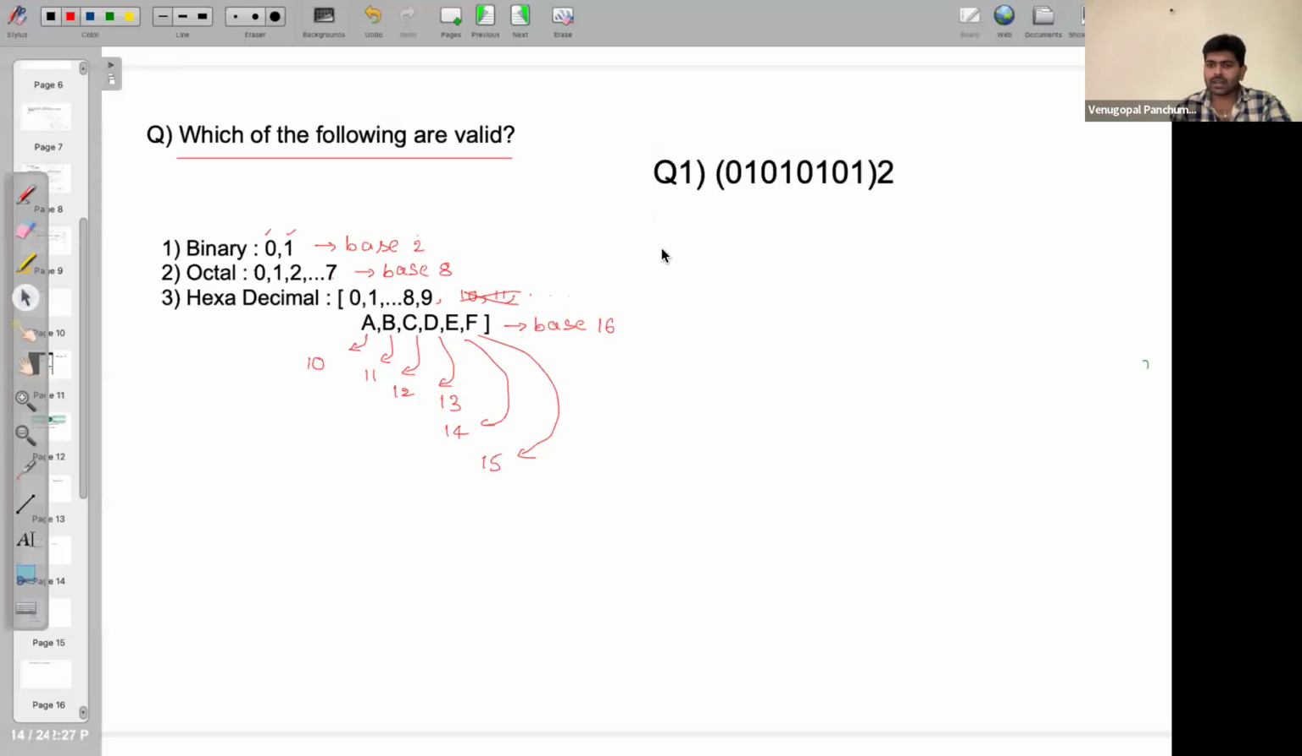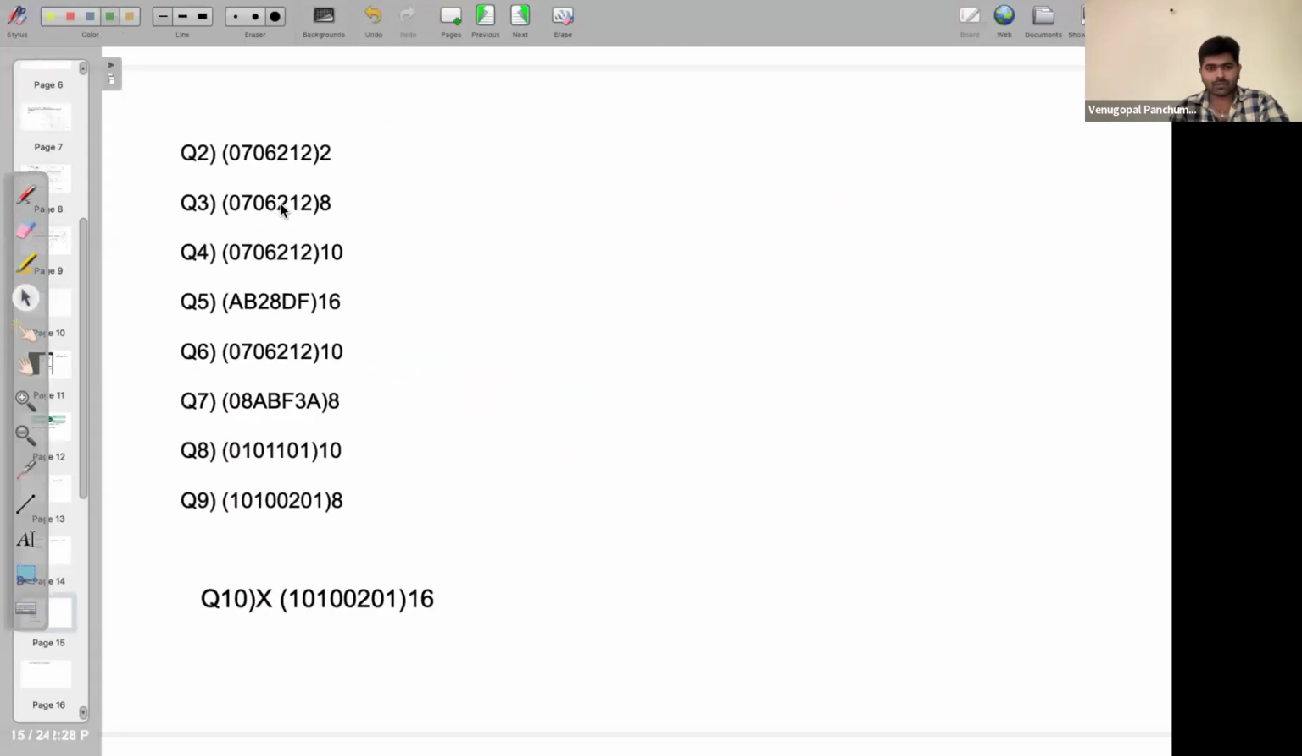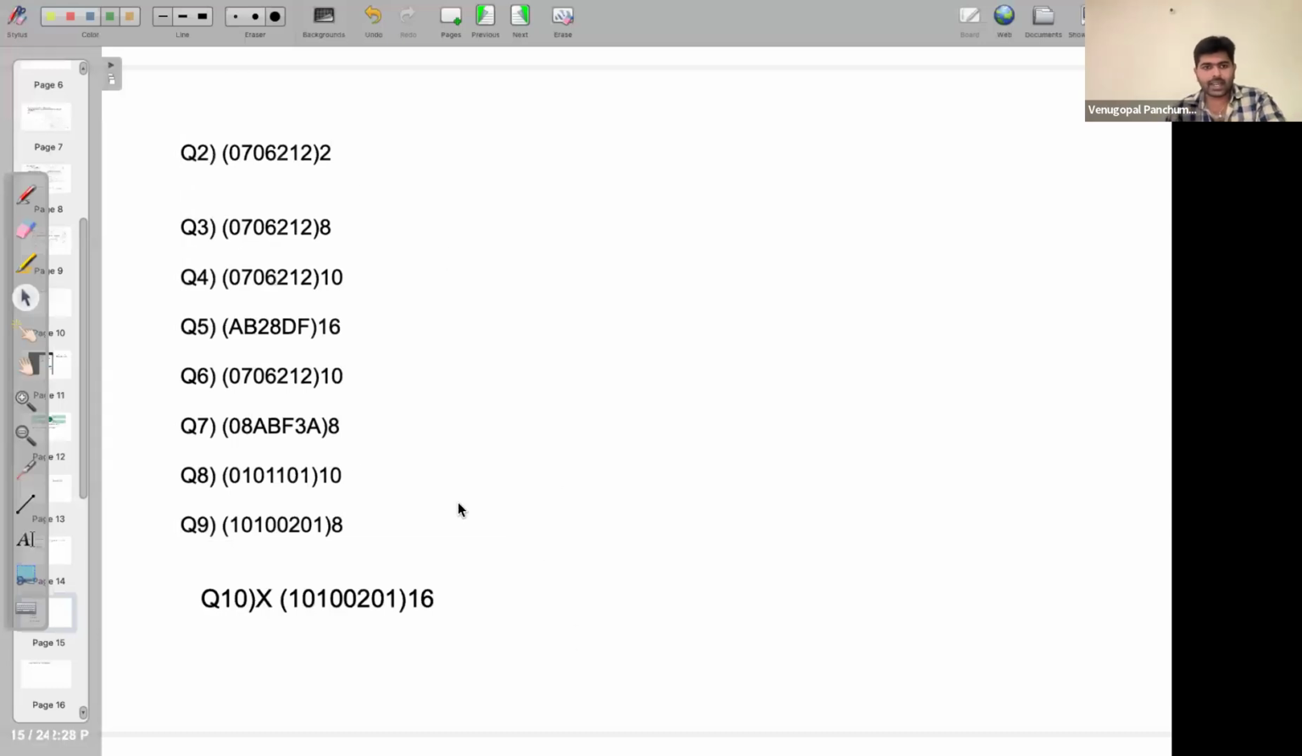You see this, they have given it as base 2. So whenever it is base 2, whatever digits we have inside are only 0 and 1, nothing else. So tell me, is it valid or invalid? It's valid, right? Yes. So it is valid, because if it is base 2, only 0 and 1 are allowed. Now, similarly, let's see some other questions also. First, let's see the second question. You tell me if it is valid or invalid.